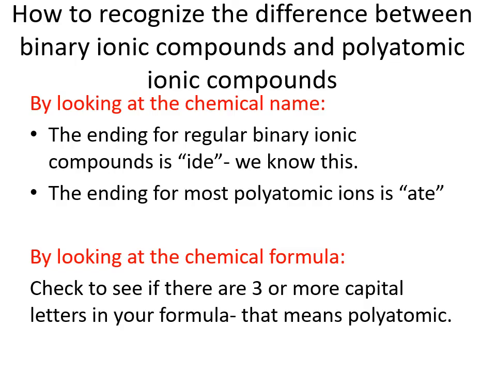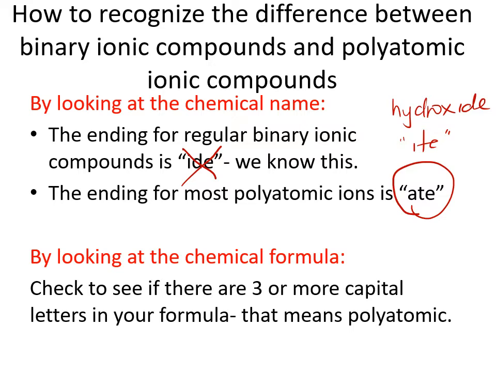How are you going to recognize the difference between binary ionic compounds, which are just your regular ionic compounds formed between a metal and a nonmetal, and polyatomic ionic compounds? Well, if you're going from the chemical name to the chemical formula, check to see what the ending of the chemical name is. We are no longer going to see IDE as an ending for polyatomic ions. So if you don't see an IDE ending and you see something like ATE or ITE, or hydroxide was one of those, right? Then you know automatically that you're going to have a polyatomic ion on your hands. If you see an IDE ending, it's a regular binary ionic compound, so just one metal and one nonmetal.